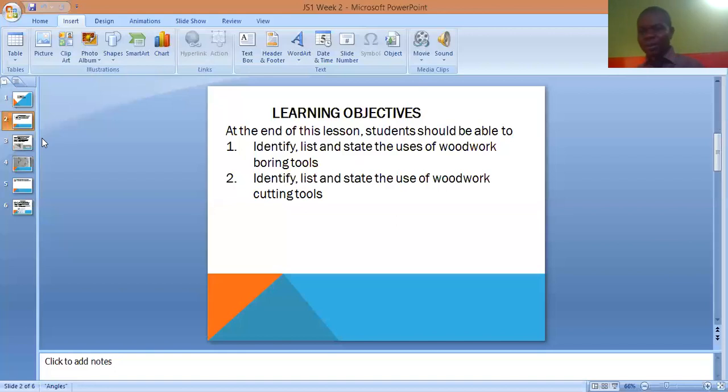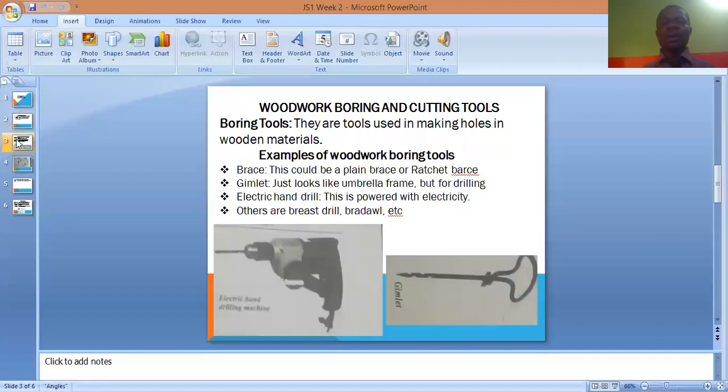You will recall that in our first and second term, we talked about wood, the types of wood and the uses of wood. Now, what are woodwork boring tools? Remember, the topic is woodwork boring and cutting tools. What are the boring tools? Let's take them one after the other.